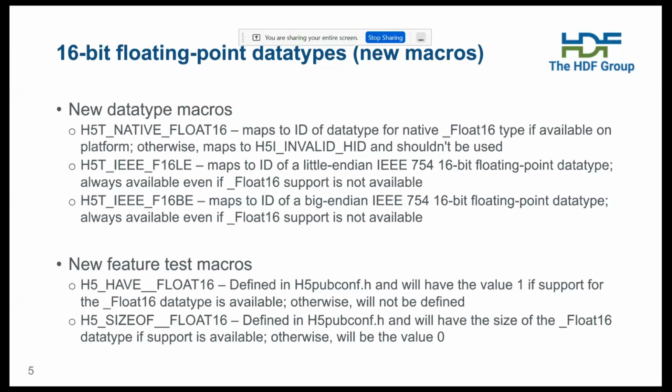We also have a couple new feature test macros here. This H5_HAVE_FLOAT16: if you have support for float16 on your platform, this will have the value 1, and it lets you know if you can use the native float16 macro above. And then we also have a macro here that just has the size of the float16 type. Otherwise, it'll have the value 0.